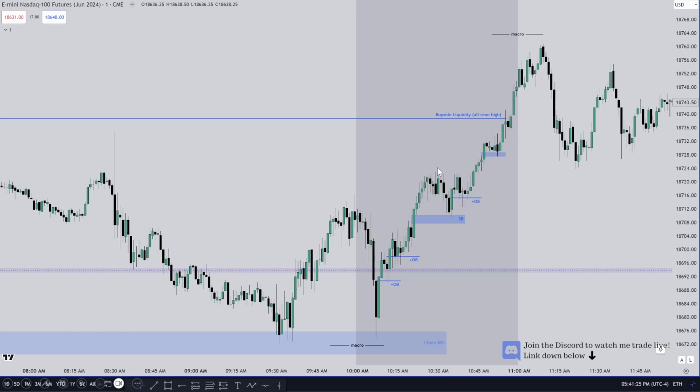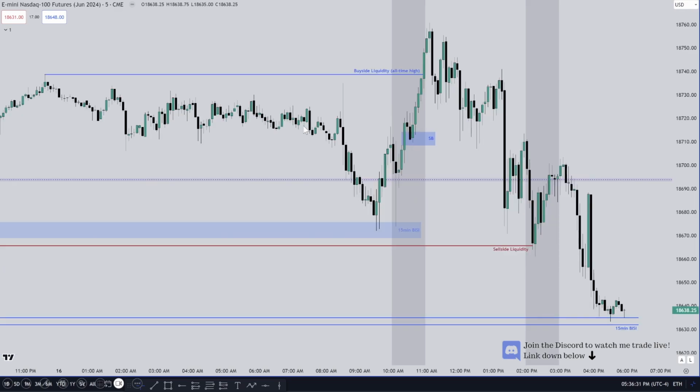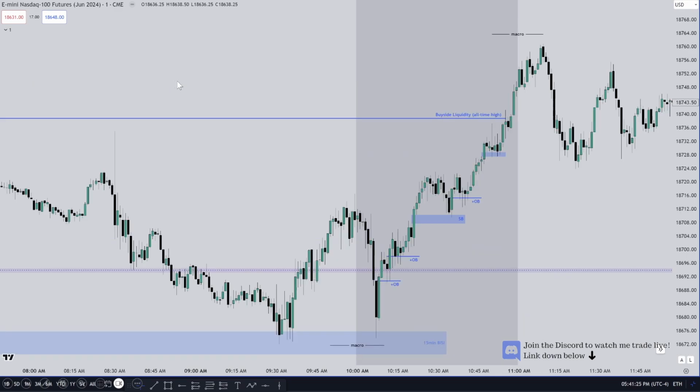We rally, trade down, silver bullet right here. Because what are we targeting? Equal highs, relative equal highs up here. Silver bullet is a fair value gap to liquidity. Fair value gap, target the liquidity, bread and butter setup.